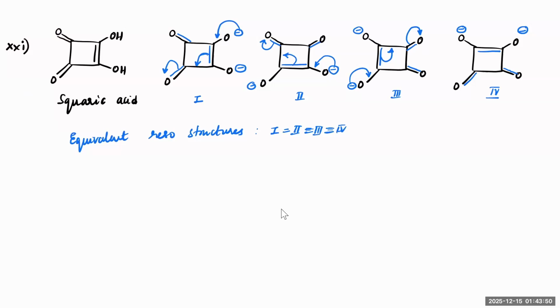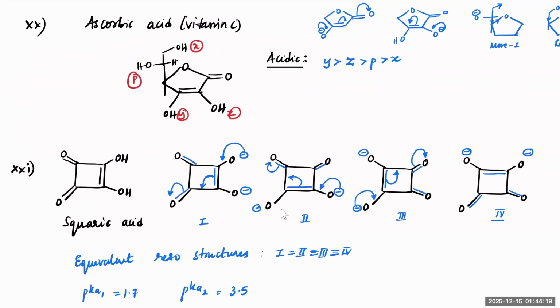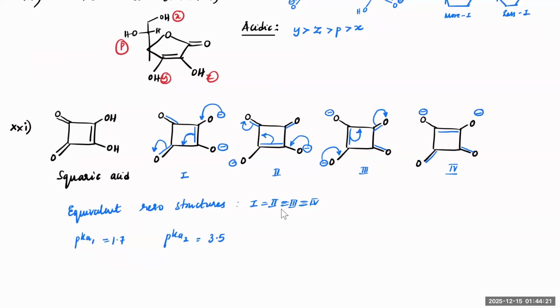So squaric acid in a way is very strongly acidic, even though it appears to have OH groups, it has a strongly acidic nature. In fact, if you compare the pK1 value, that is removal of the first H plus, it is 1.7, and removal of the second H plus should not be very different as well, because it is attaining aromaticity. So it is 3.5. Which suggests that squaric acid is a strong organic acid. Clear with this logic, everybody?